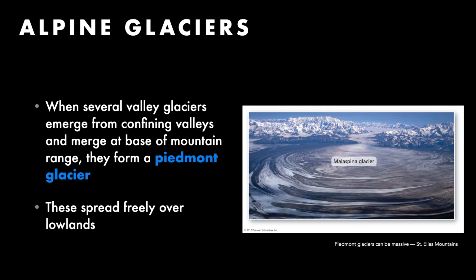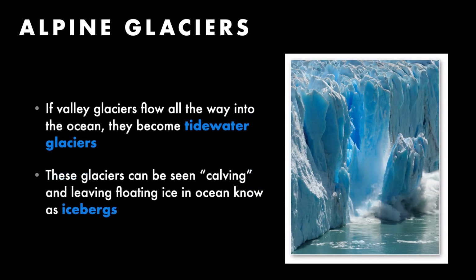This is the St. Elias Mountains, this image that you see here. And you can see the sheer size here of this glacier. It's really large. Now, if a valley glacier is to flow all the way into the ocean, it would become what we would call a tidewater glacier.